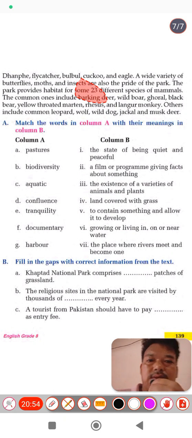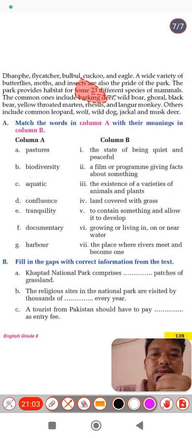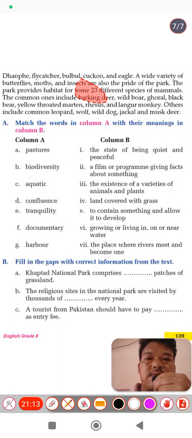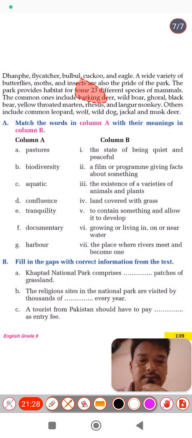And others include common leopard, wolf, wild dog, jackal, and musk deer. So except for these 23 species of mammals, there are some other species that include leopard, wolf, wild dog, jackal, and musk deer. So students, these are the species of animals found over here. In this text, students, we have studied the most famous and beautiful place, Khaptad National Park, situated in Sudurpashchim of Nepal.